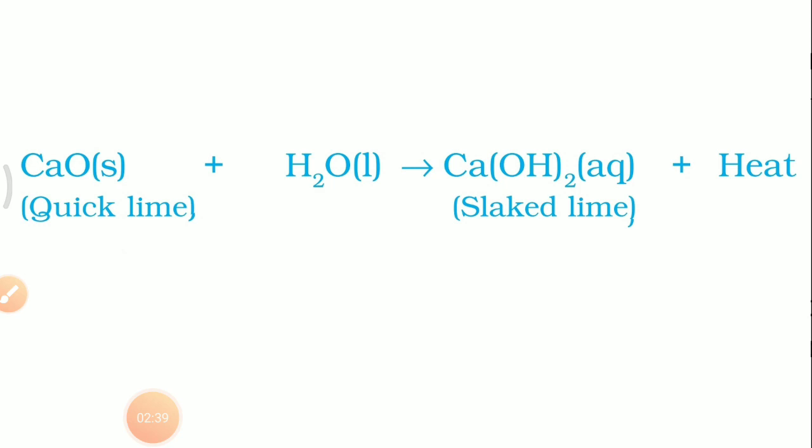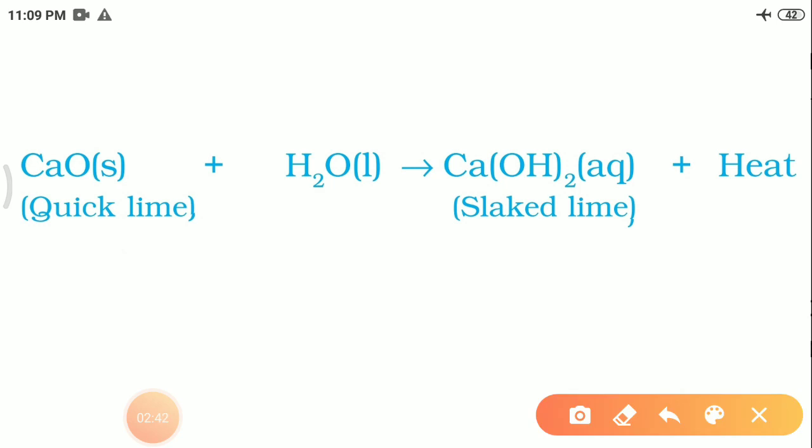In this activity, calcium oxide solid, which is also called quicklime, reacts with water whose chemical formula is H2O and gives calcium hydroxide, Ca(OH)2 aqueous, or common name slaked lime, plus heat is also produced. In this reaction, calcium oxide and water combine to form a single product, calcium hydroxide. Such a reaction in which a single product is formed from two or more reactants is known as the combination reaction.